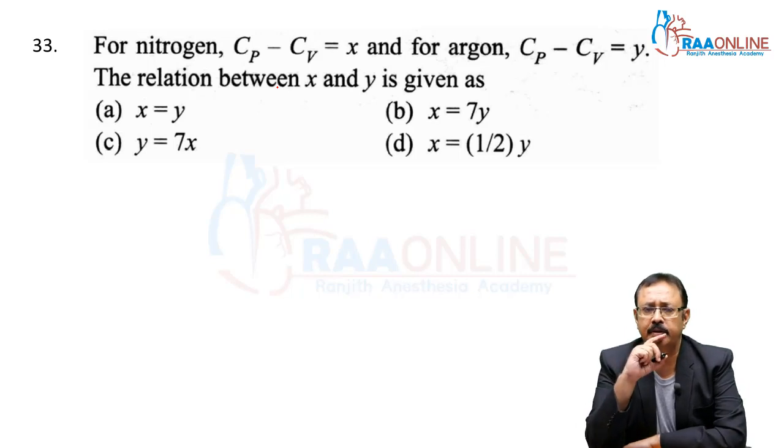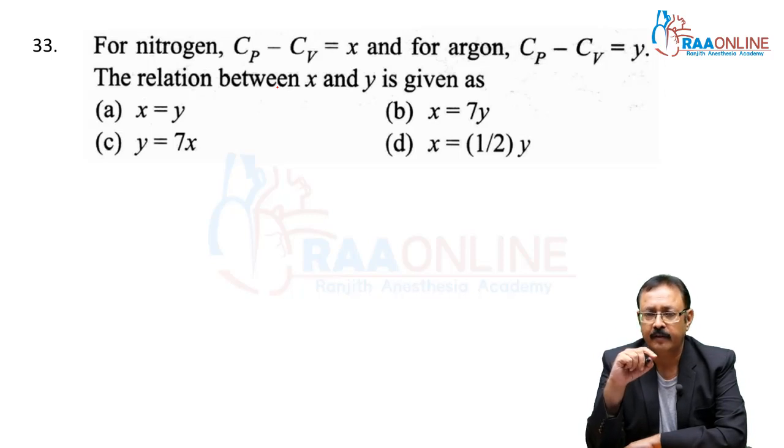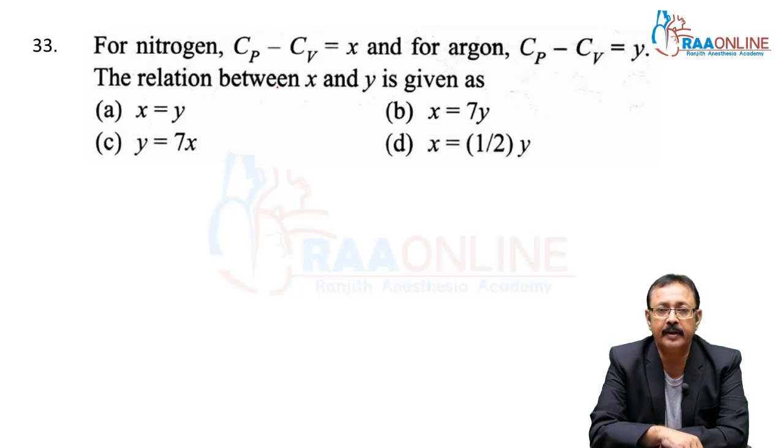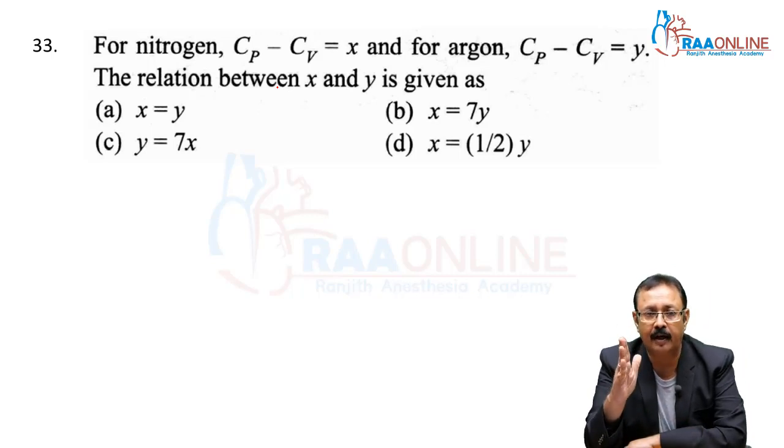For nitrogen, Cp minus Cv is x. For argon, Cp minus Cv is y. What should be the relation? We know that Cp minus Cv is R. In joules, Cp minus Cv is R.